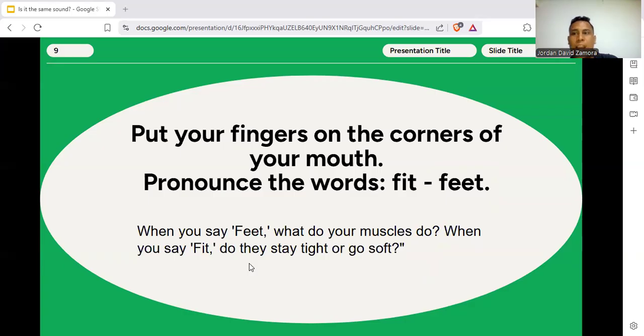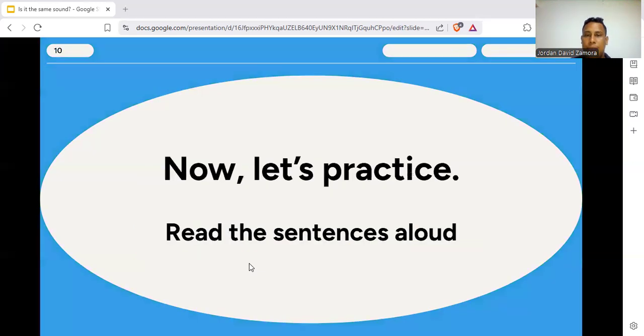This is an extra or alternative activity that I can also use to help them realize which is the proper sound. They're going to put their fingers on their mouth and pronounce both words. And the idea is that they realize what the difference in sound is.